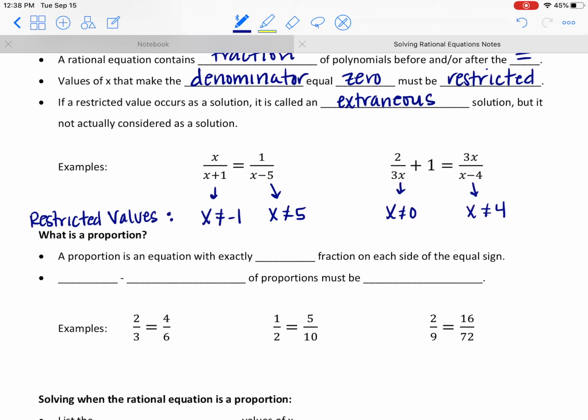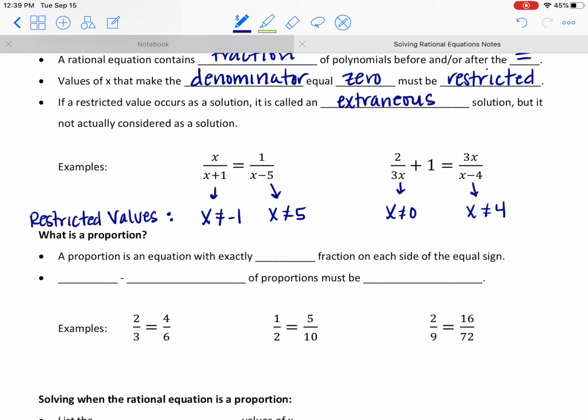Okay, so if we were to solve and one of those numbers were to come up as a solution, we couldn't actually count it as a solution. Now to add to this, we want to be looking for those restricted values first, but there are two approaches we could take to solve, and they're based on the complexity of the equation that we're dealing with. Do you notice the difference between the two examples that we just looked at?